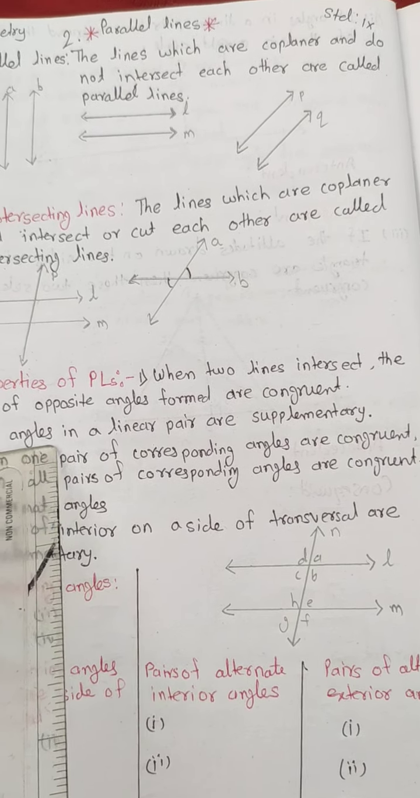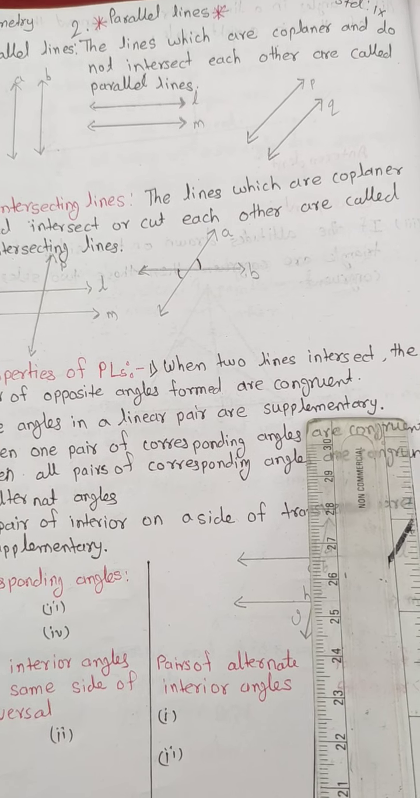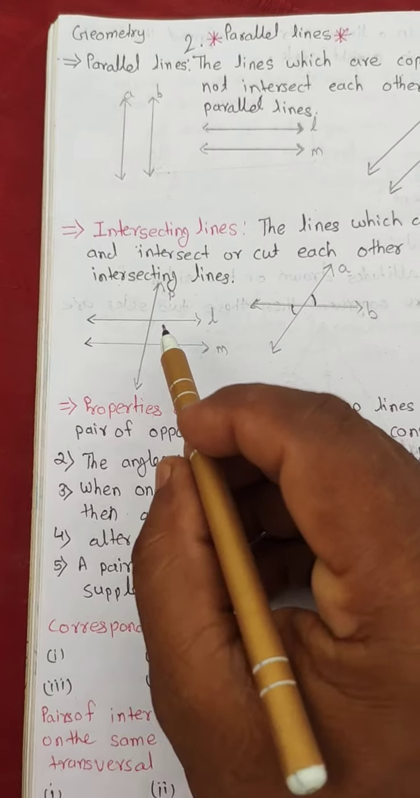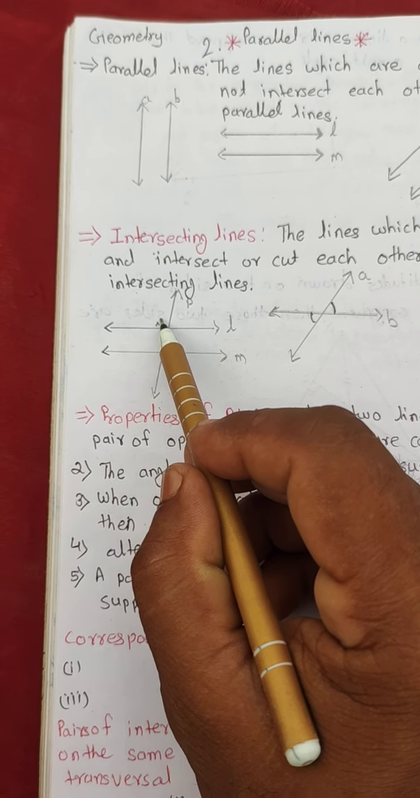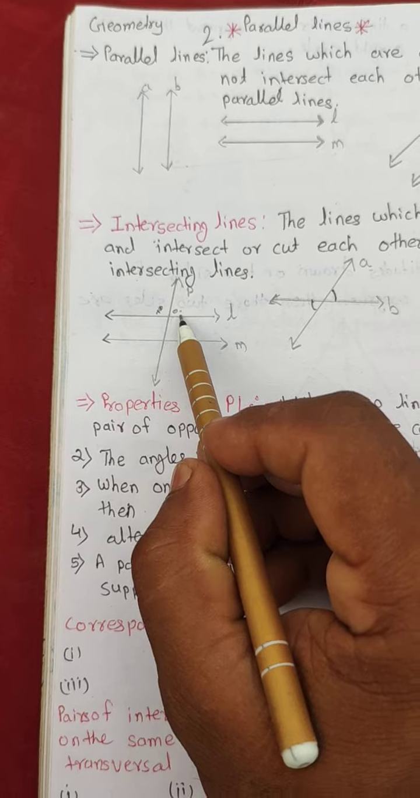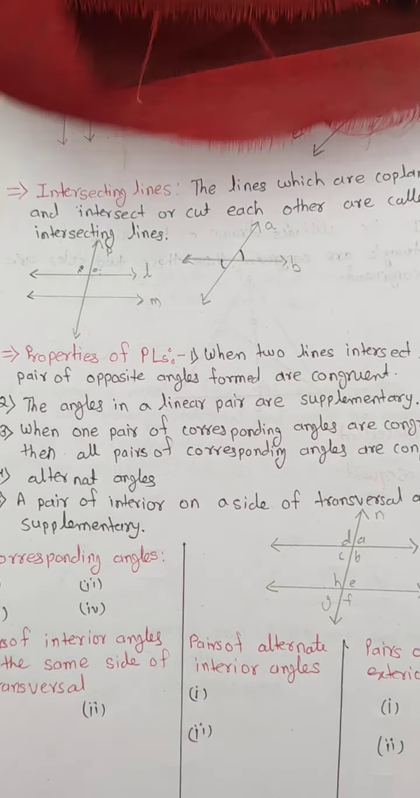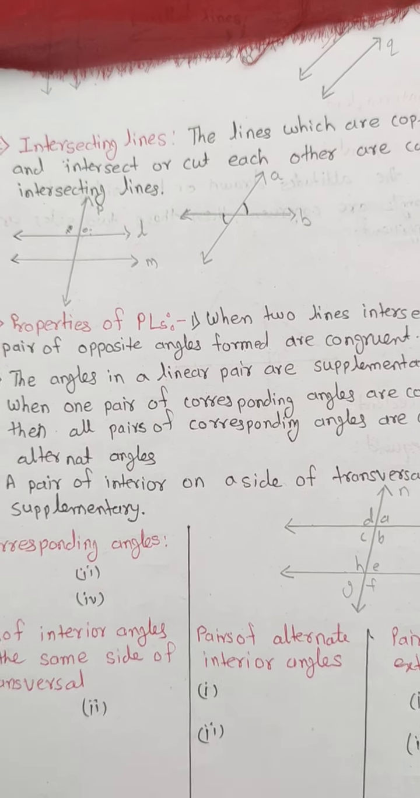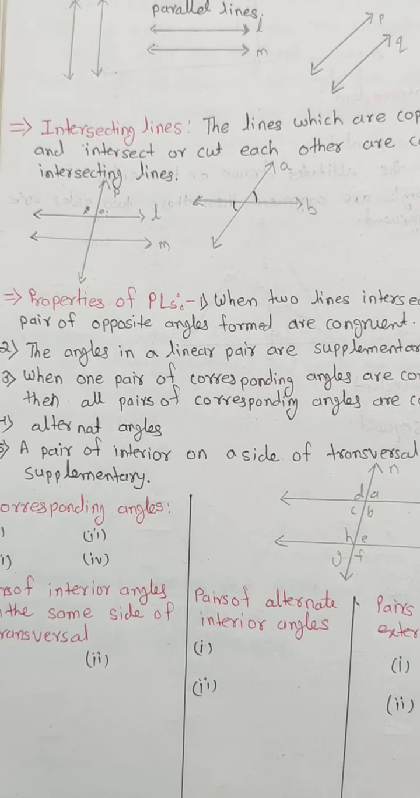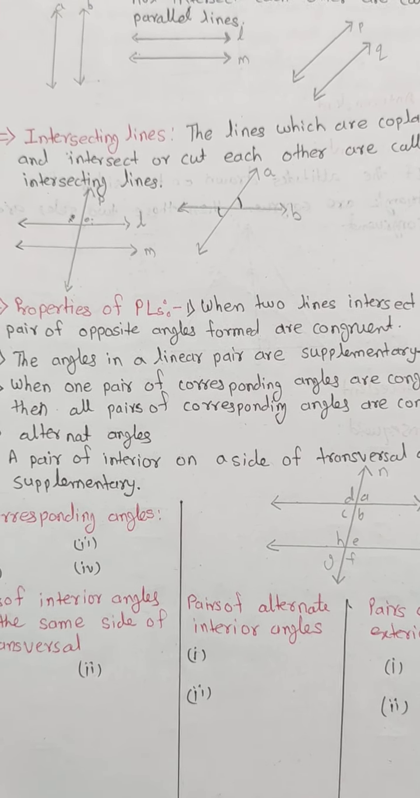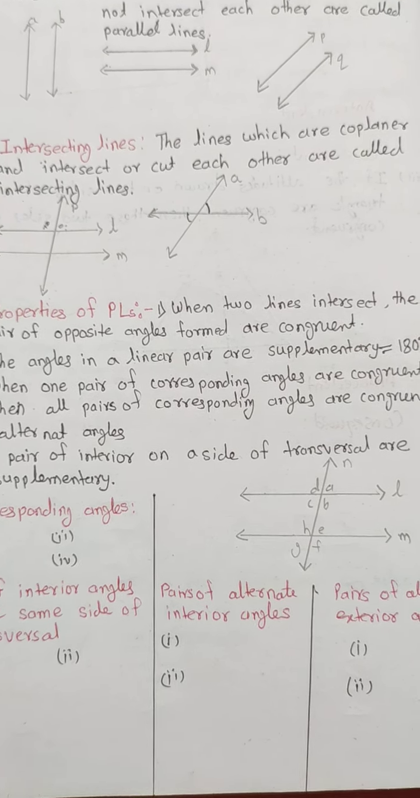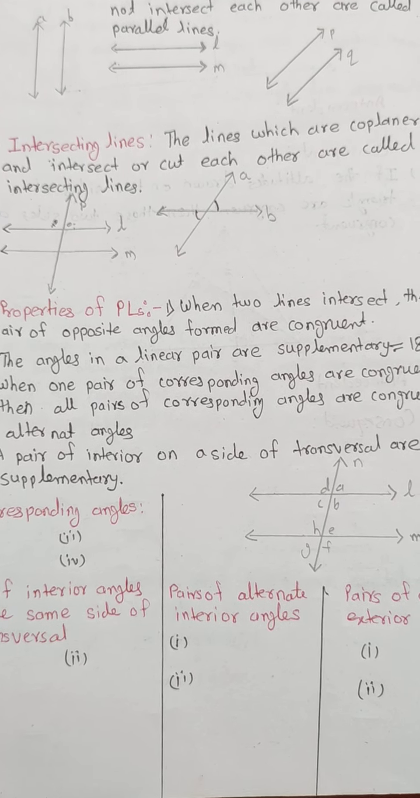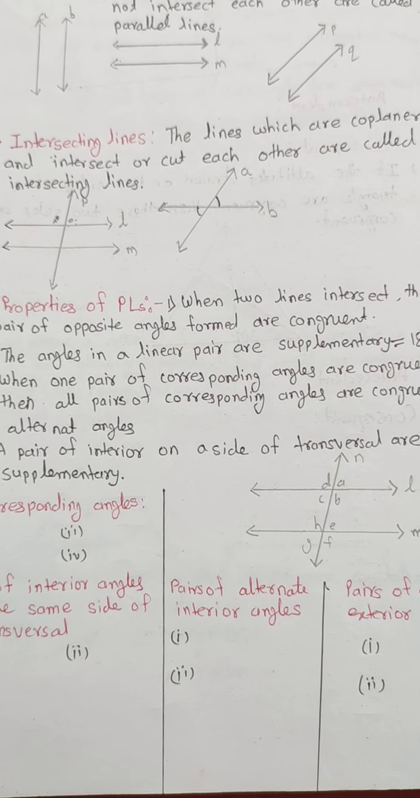Second thing, the angles in a linear pair are supplementary. Linear pair angle, you know, consider in this example, angle one and angle two, these are linear pair angles, they are supplementary. Supplementary means the sum of their angles is 180 degrees. Now the third one is, when one pair of corresponding angles is congruent, then all pairs of corresponding angles are congruent. Congruent means they have equal measurement.